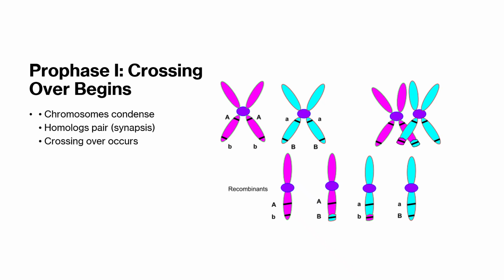Crossing over generates brand new allele combinations not found in either parent. This is why siblings look similar but not identical, except for twins who beat the system. Understanding crossing over is essential for AP and IB genetics questions.